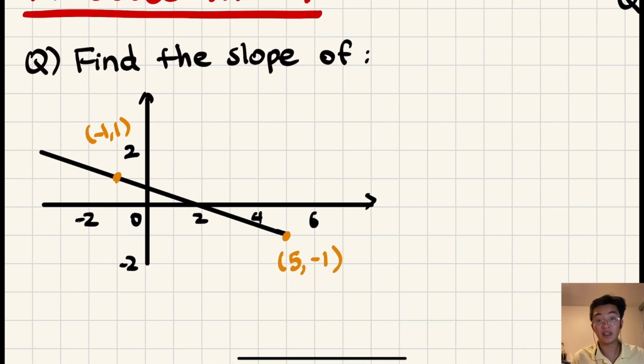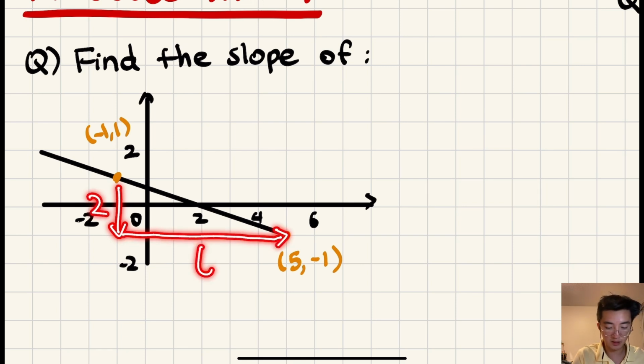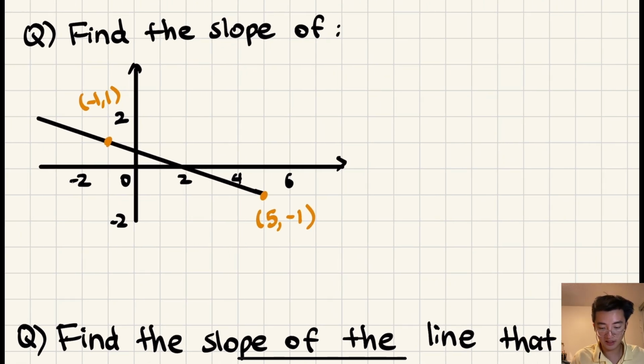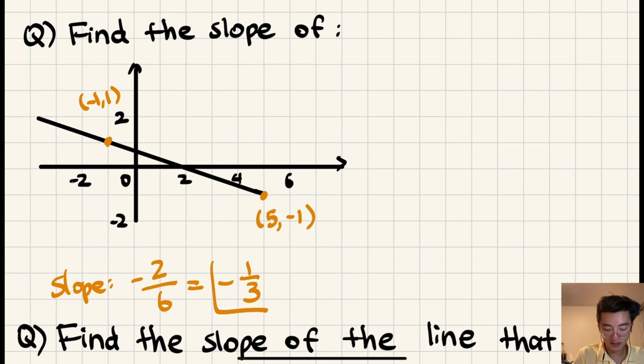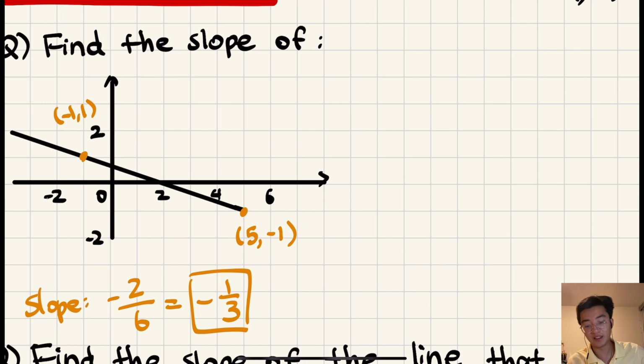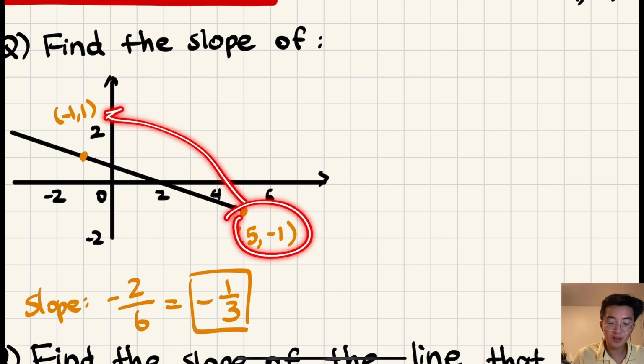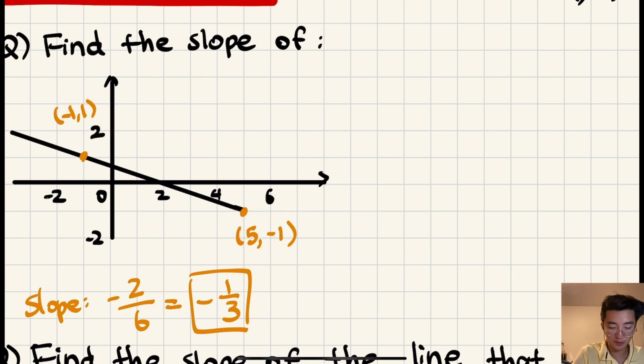Okay, so we can either count, or we can see here, first of all, that the graph is going by ones, right? 1 and 2, which means that to go from this point to this point here, we are going down by 2 and going to the right by 6, which means that our slope is -2 over 6, which is just -1 over 3. Right? Nice and simple.